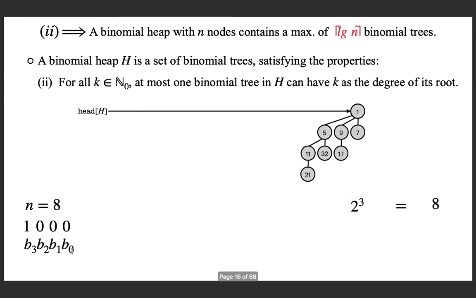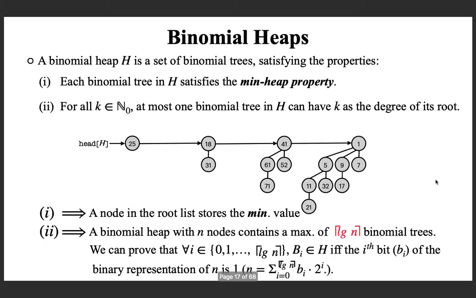Okay, let us look at one more case. Here you have only 8 nodes and 8 is represented like this. So all these are zeros. So you are only having the binomial tree B3. So the number of nodes is just 2 to the power 3. It is not difficult to observe this, and if you want, you can apply mathematical induction to prove that this is true.